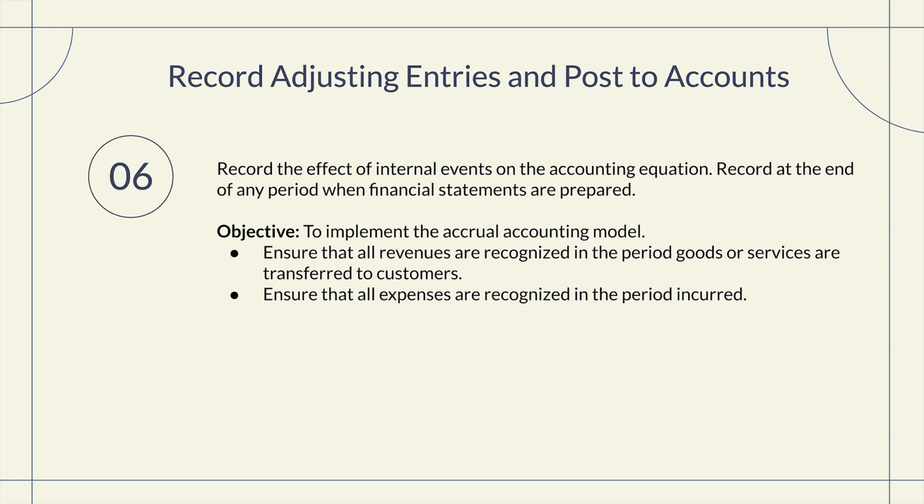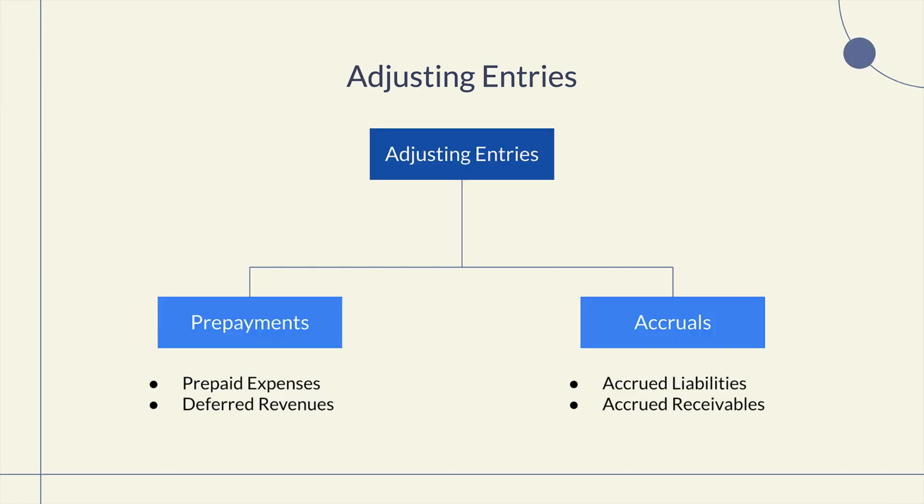Adjusting entries are required to implement the accrual basis of accounting. More specifically, these entries help ensure that all revenues are recognized in the period in which goods and services are transferred to customers, regardless of when cash is received, and all expenses are recognized in the period incurred, regardless of when cash is paid. There are a multitude of adjusting journal entries that are offered as examples in the chapter.